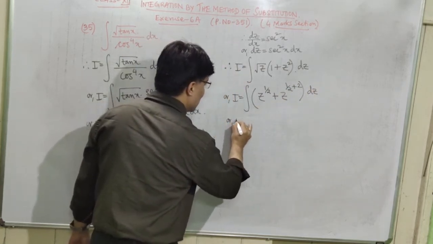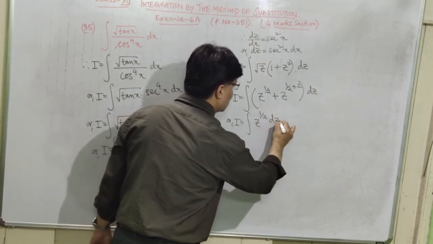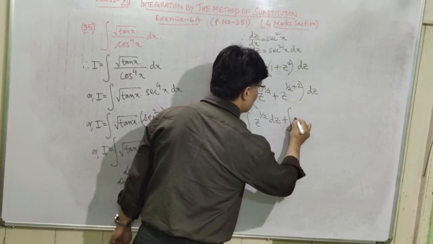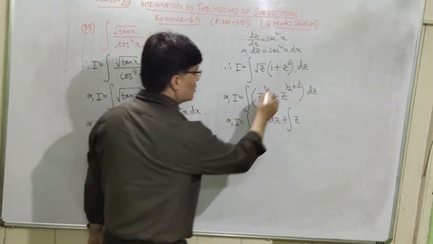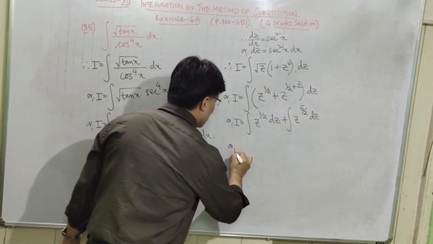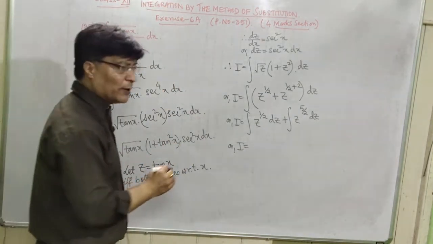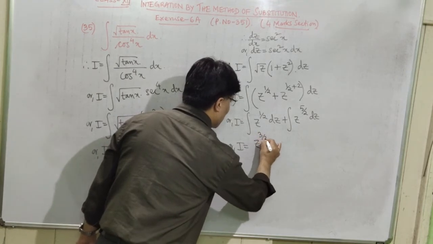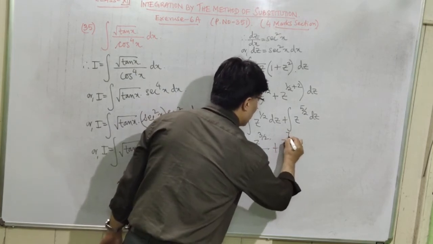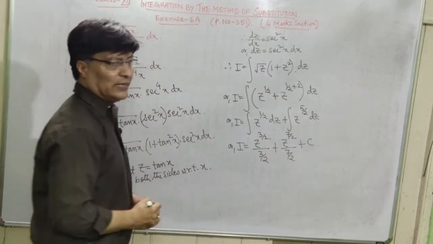Okay, so I is equal to integral, you can separate the terms: integral of z to the power half dz, plus integral of z to the power half plus 2, that is 5 by 2, dz. What is the integration of z to the power half? It is just like your integration of x to the power n. So it is z to the power half plus 1, 3 by 2, divided by 3 by 2, plus z to the power 7 by 2 divided by 7 by 2, plus c.